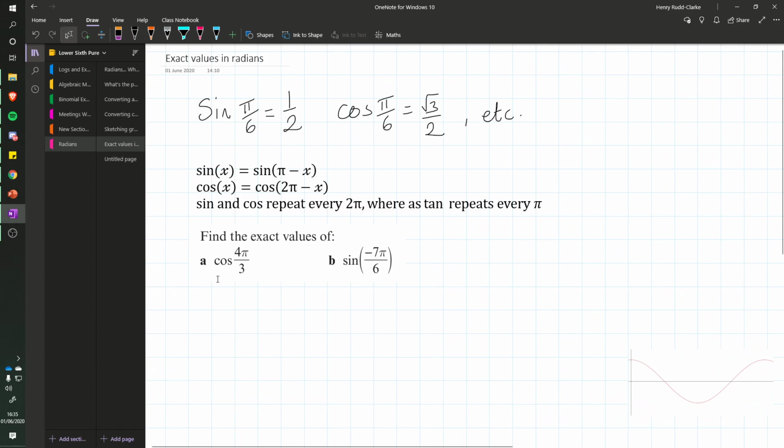Exact values. So this should be hopefully pretty familiar to you from GCSE maths. You need to be able to find some exact values.